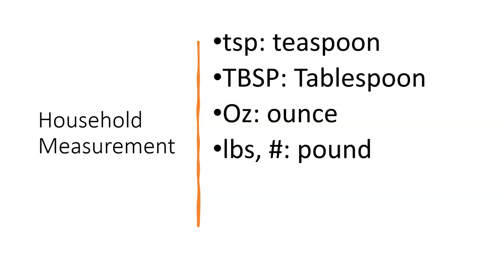But TSP means teaspoon, whereas TBSP or capital T would be tablespoon. Ounce is usually abbreviated OZ. Sometimes it says FL OZ if it's a fluid ounce. This ounce would be a weight, like there's 16 ounces to a pound. Now pound, LBS, or the pound sign, that signifies pound. Most patients know their weight in pounds. They don't know them in kilograms. So we'd have to do a conversion.